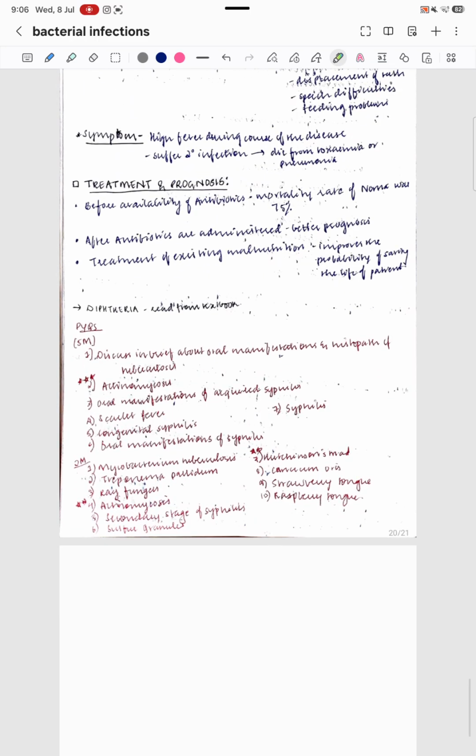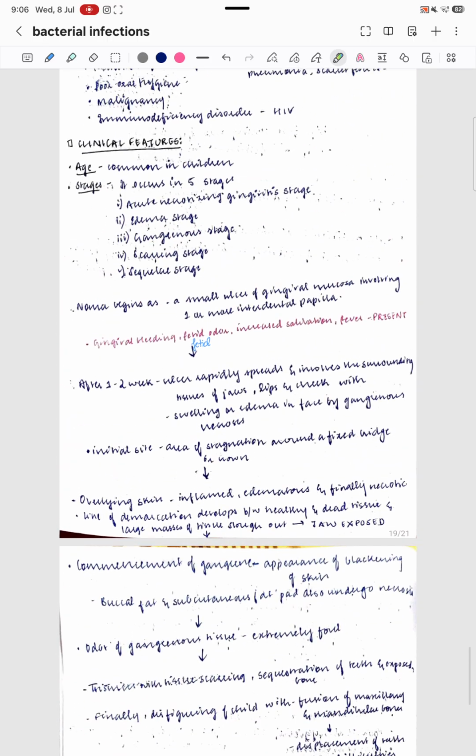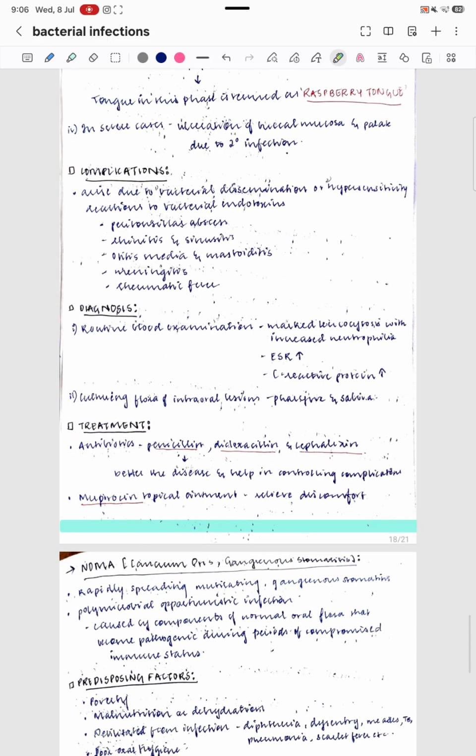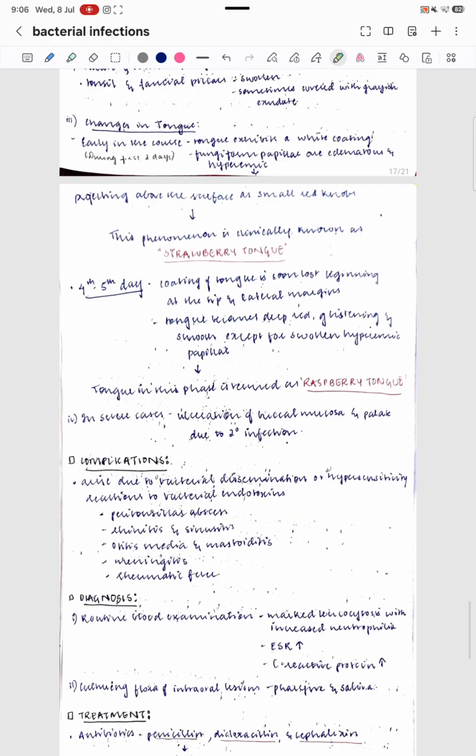Regarding treatment, before the availability of antibiotics, the mortality rate of noma was 75%. After antibiotics, it has a better prognosis. We wouldn't say it has an excellent prognosis, but it has a good prognosis. Treatment of malnutrition can be done and predisposing factors can be treated. So that's all for noma. I don't think it is really asked much, so you can skip that also if you want.